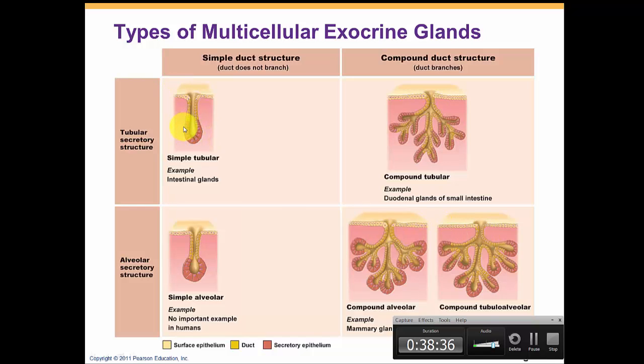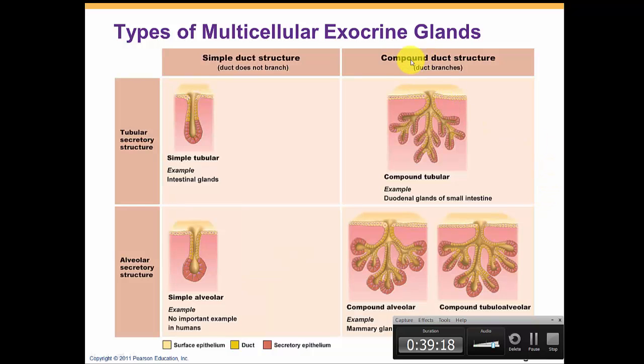Now let's talk about the secretory unit. Is it just a secretory unit that looks like a tube, or is it more circular? So if it's a tube, it's going to be tubular. If it's circular, we will call it alveolar. So it's simple, tubular, because simple means one duct. Tubular means the secretory unit is tubular. Simple, alveolar, because simple means just one duct and alveolar means a rounded shaped secretory unit.